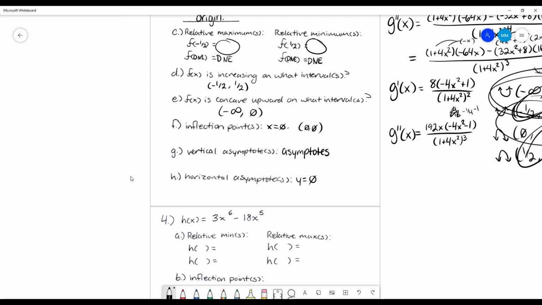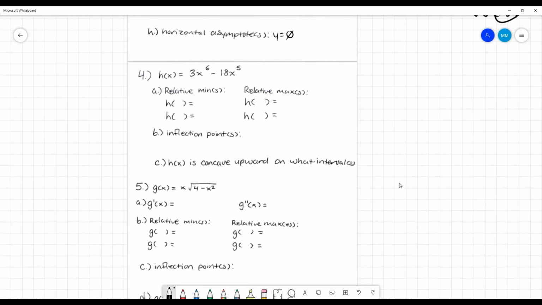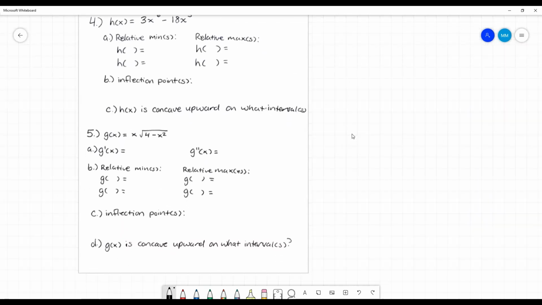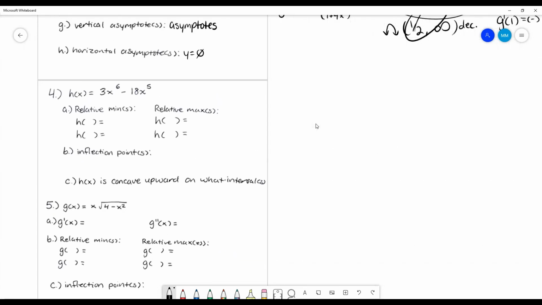Okay, we've got 2 more questions. They're a little shorter, but the second question, or the 5th one here, is a monster, just to deal with those derivatives, really. But let's go ahead here. I've got h of x equals 3x to the 6th minus 8x to the 5th.